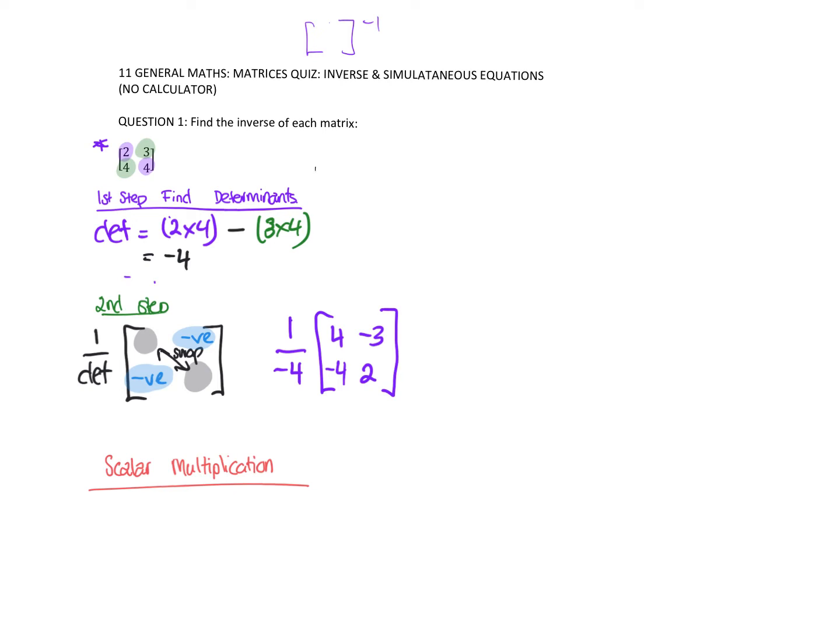When you have a number outside a matrix, so it's a number, not another matrix, that's what we call a scalar. So with scalar multiplication, we're going to times everything inside that matrix by that fraction on the outside. When you have a fraction like that, what it actually means is you divide every number inside by that number on the bottom. So it'd be 4 divided by -4, -3 divided by -4, -4 divided by -4, and 2 divided by -4.